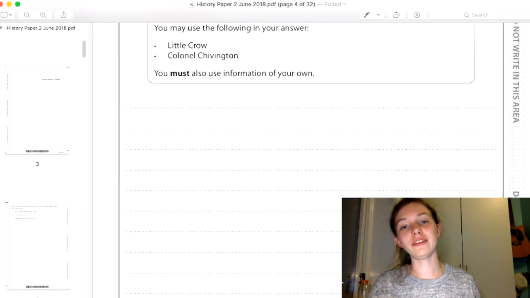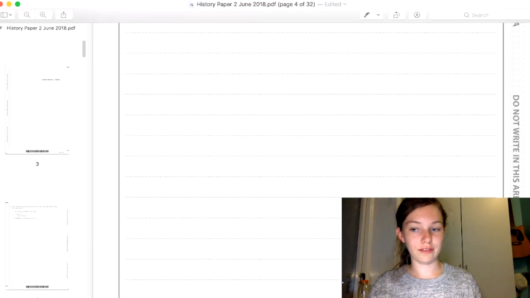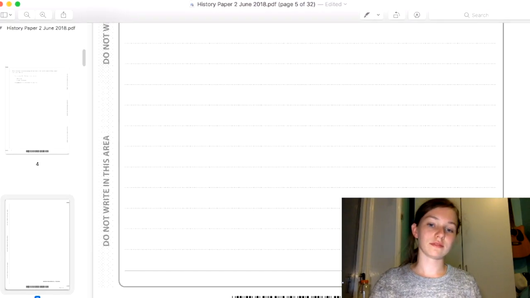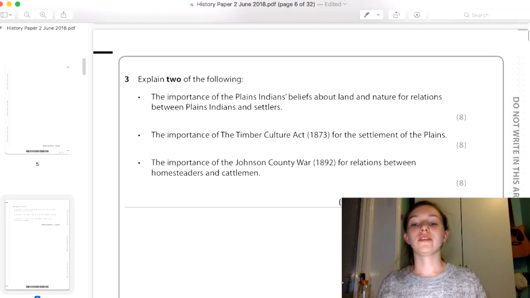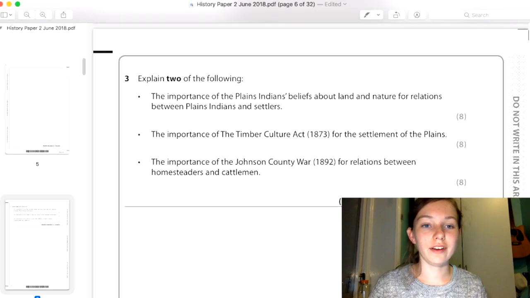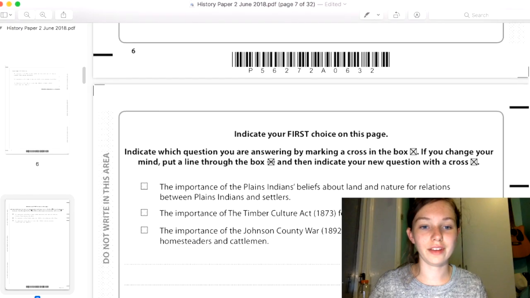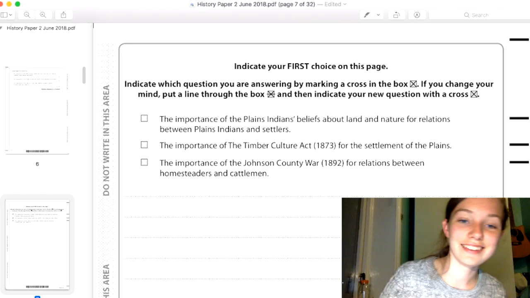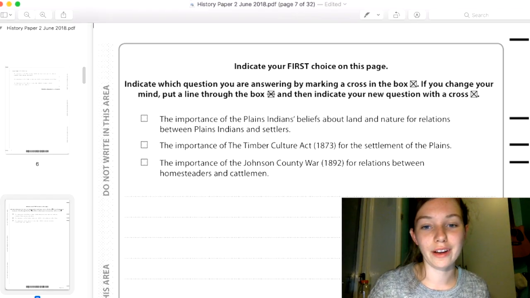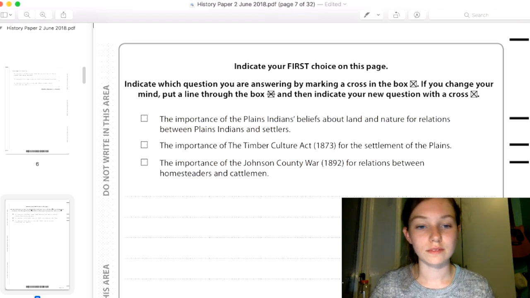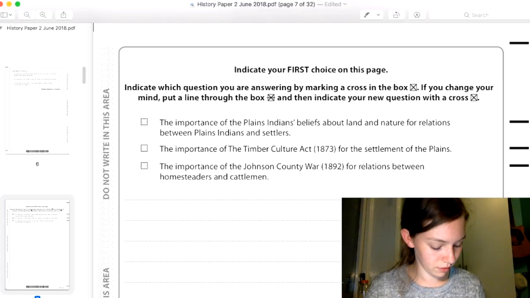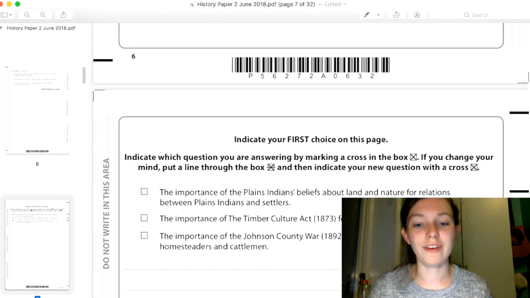So then our next question is our importance question. And if we scroll down, here he is. See what I was talking about earlier. So you have to explain 2 out of these 3 things. So at the start, you'll tick, or put a cross, actually, through which one you're going to talk about. So in my exam, I think I talked about this one and this one, didn't do the Timber Culture Act one. Though I was reasonably confident on all of those things. But I felt like the Timber Culture Act had less to talk about.